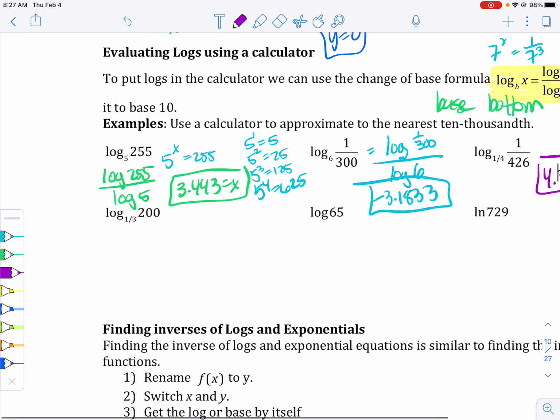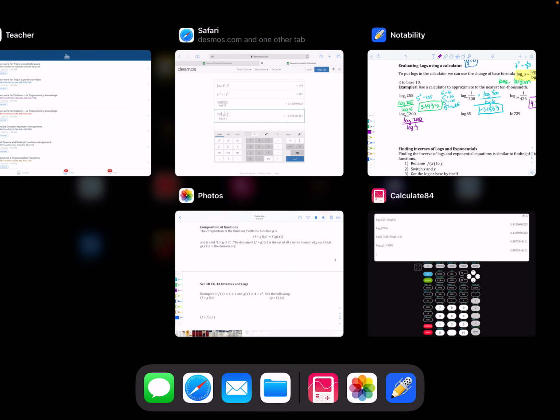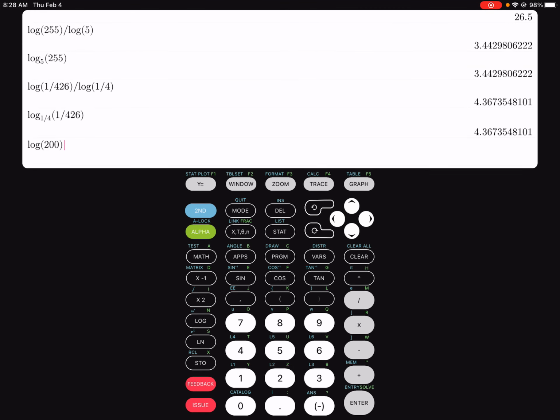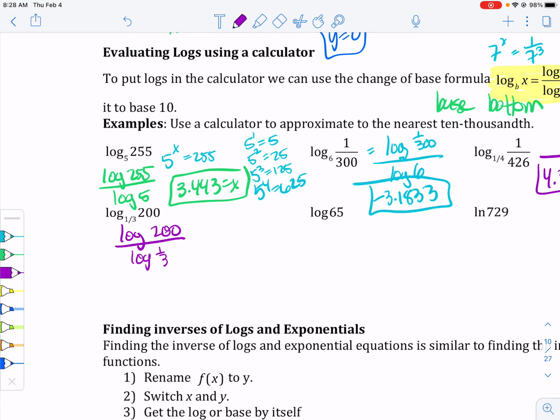Okay. And if we do log base 1/3 of 200, that'll be log 200 divided by log 1/3. So log 200 divided by log 1/3. That gives us negative 4.8227 after the 7 is a 3. Negative 4.8277.